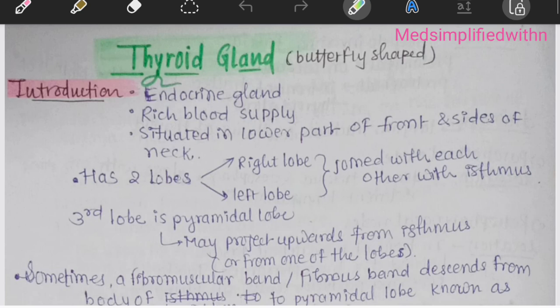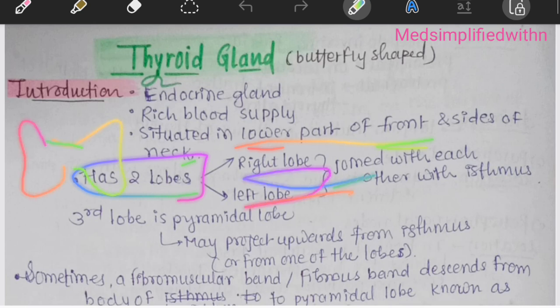So let's begin. The thyroid gland is a butterfly-shaped endocrine gland with a rich blood supply, situated in the lower part of the front and sides of the neck. It has two lobes. It is like this: two lobes, right and left, joined by the isthmus. Here is the isthmus, where the two lobes are joined.